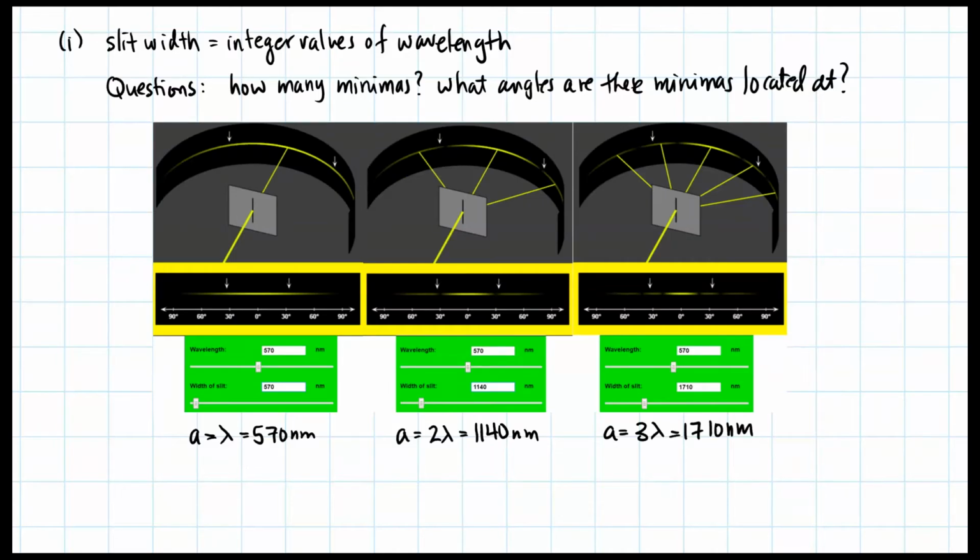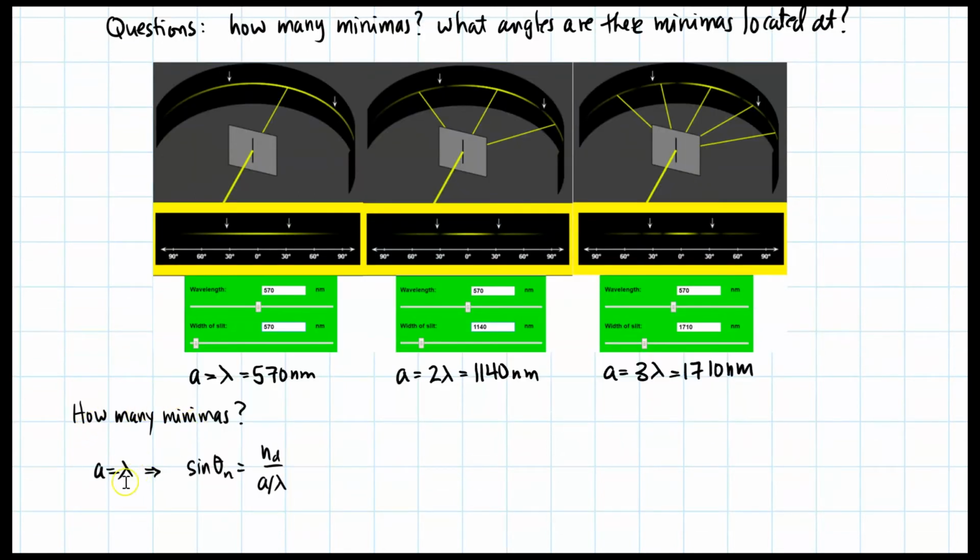On the Fendt applet, the first case is that we have a slit width where I have integer values of the wavelength. The two questions that I want to ask are, how many minimas are there? What angles are these minimas located at? And the three cases that I looked at are a equal to lambda, a equal to 2 lambda, a equal to 3 lambda. So how many minimas are there? In the first case, I have a equal to lambda.